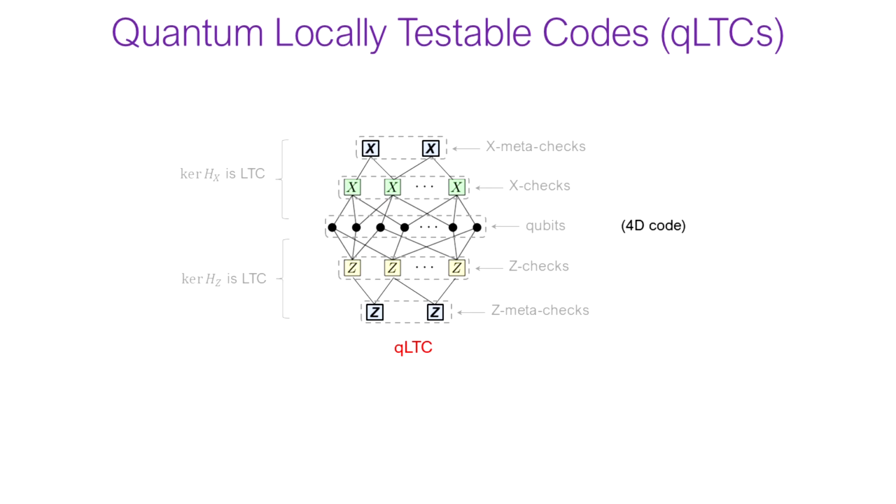chain complexes, and you can consider these three sections and these three sections as a locally testable code. And if both of these codes are locally testable, then this is called a quantum locally testable code. So it's a natural generalization of the ideas of high-dimensional quantum LDPC codes and locally testable codes. And these codes are very interesting in the context of the quantum version of PCP theory.